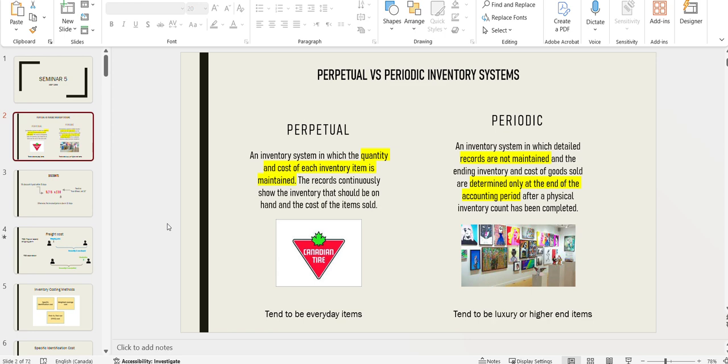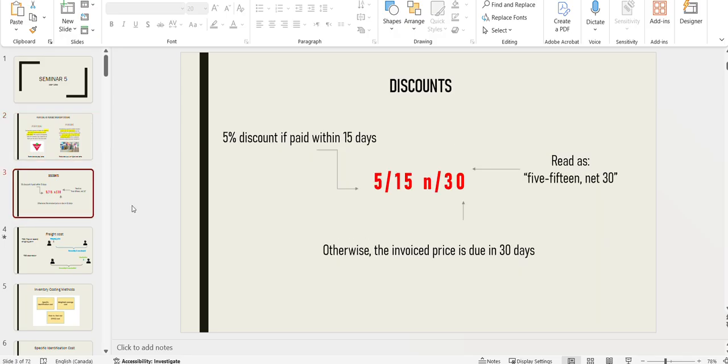and compare it with their system, and the ending inventory is compared with what they have counted, and see what is the difference and how this difference happens. So this periodic system tends to be for luxury or high-end items, but perpetual inventory systems tend to be for everyday items. The other thing in this chapter is discounts.